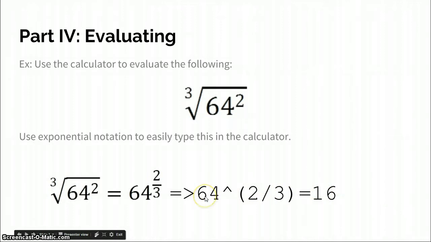So again, exactly as you see it here, 64 caret, that gets us up into the exponent. Then we have to put this fraction in parentheses. I've been saying for a long time, put all the fractions in parentheses, and here is no different. And if you follow that same rule, you'll figure out quite quickly that our answer here is 16.